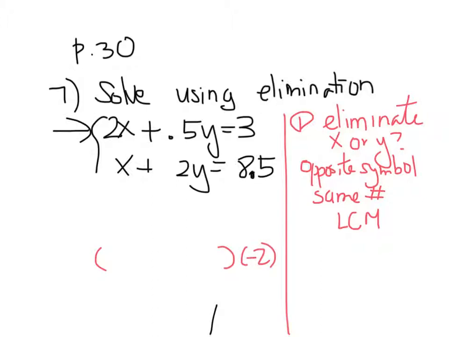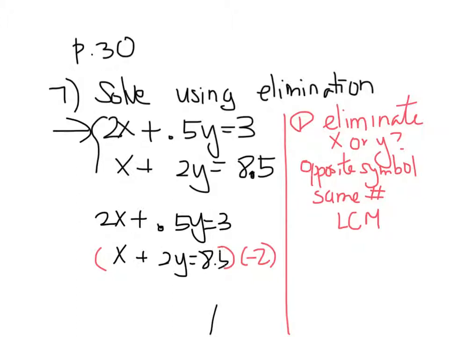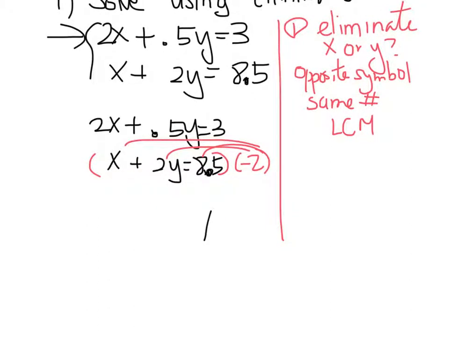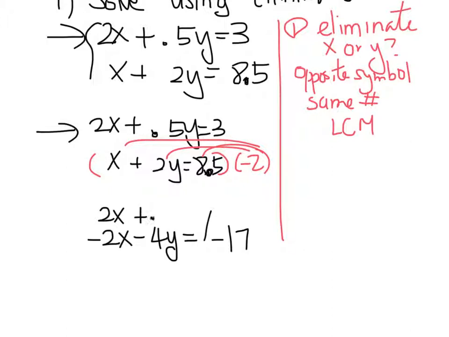So what I'm going to do is copy the first equation. And then down here, x plus 2y is equal to 8.5. I'm just going to multiply that by -2. So we got to distribute everything, right? Then I'm going to get -2x, -4y, and that equals 8.5 times -2, which is -17. Now I'm just going to copy that equation: 2x plus 0.5y equals 3. And I don't know why this is here. I can't erase it.